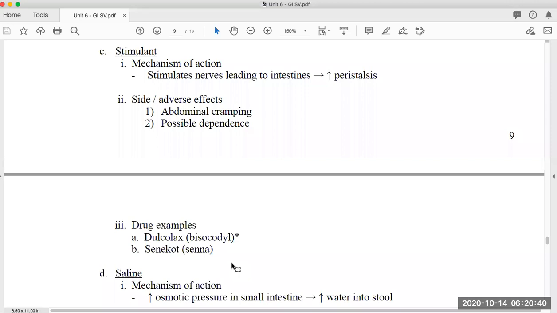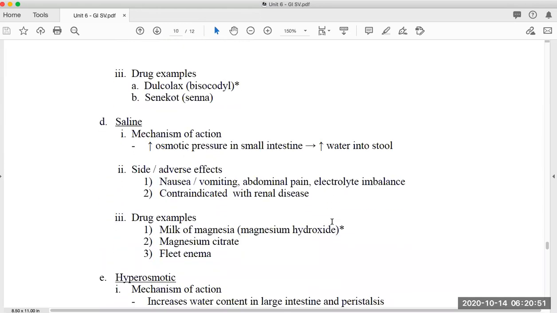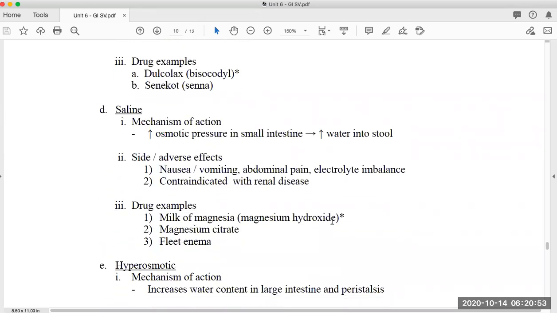So it's really important that this is a really easy class of drug for elderly patients to abuse, or anybody for that matter. So again, we talked about the side and adverse effects, and then the generic prototype name you're going to want to remember for that is bisacodyl.